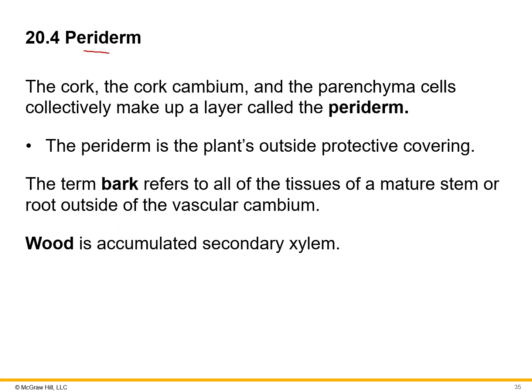All right, now we have periderm. So that cork, the cork cambium and the parenchyma cells collectively make up a layer called the periderm. So we have the epidermis all the way on the outside, but then the periderm is all that outer tissue. So that's the outer protective covering. Essentially, this is what we call bark. So the true scientific name for bark is periderm as it matures. And then the woody part, that's actually the secondary xylem that was being created.